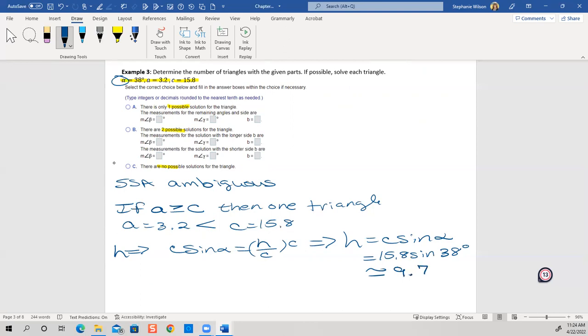So let's look at it. A is equal to 3.2 and the height is equal to 9.7. Therefore, A is less than the height. And since A is less than height, there is zero possibilities. So C is my answer.